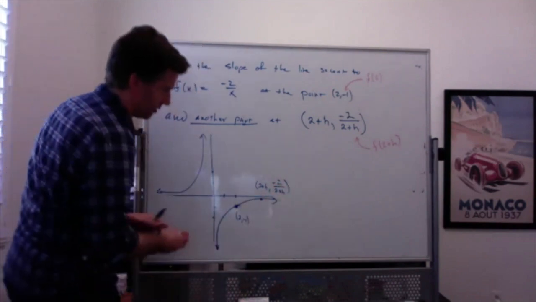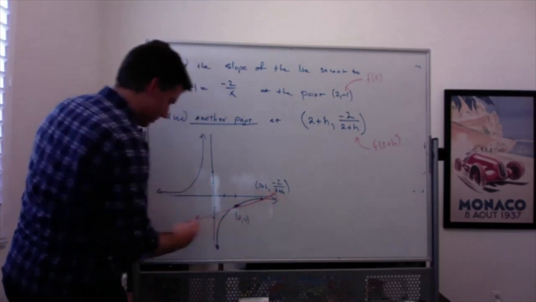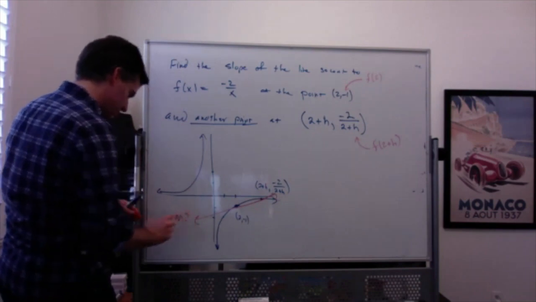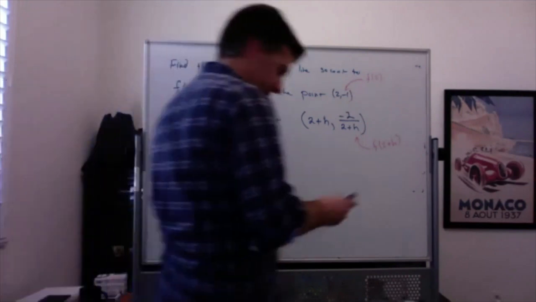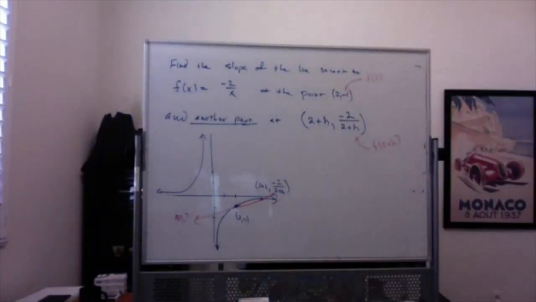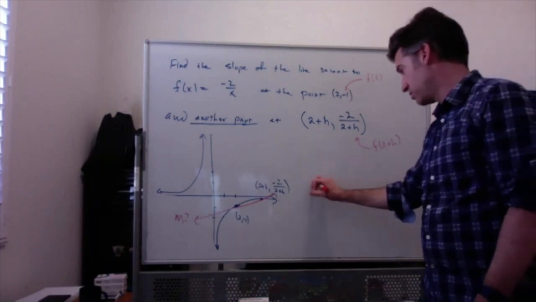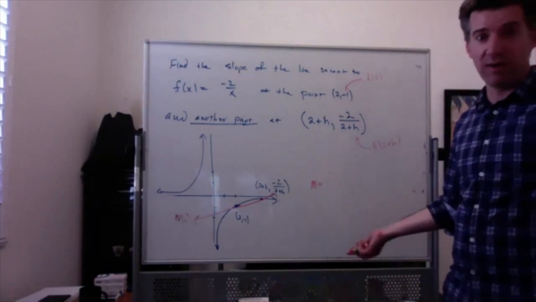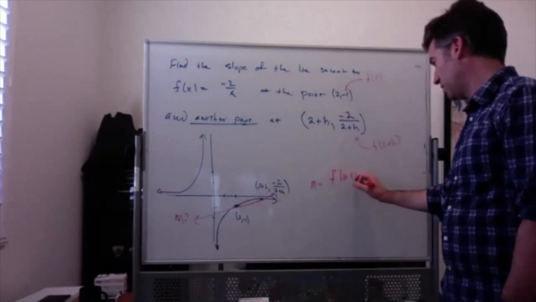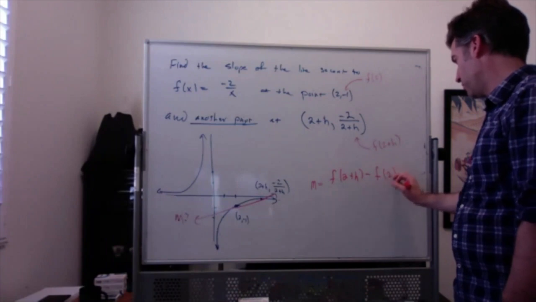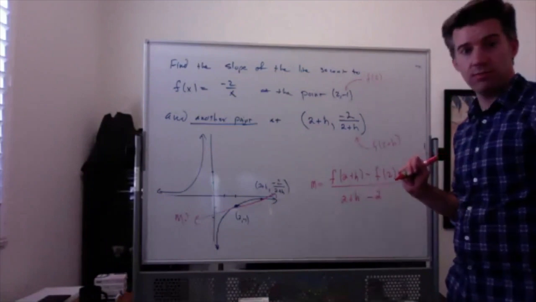And so I'm trying to find the slope of that secant line that passes through those 2 points. And so here's how we find it. In general, the slope of a line between 2 points, we're just going to do the difference in the y values divided by the difference in the x values. So that's going to be f of 2 plus h minus f of 2 all over 2 plus h minus 2.